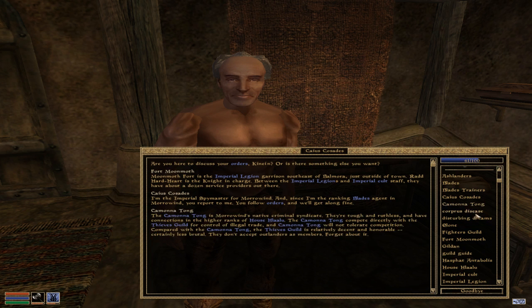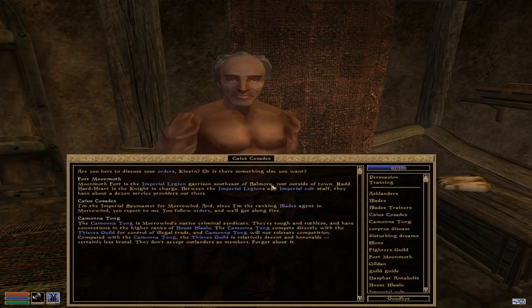Okay, Commonotong. The Commonotong is Morrowind's native syndicate. They're tough and ruthless, and have a connection in the higher ranks of House Hlaalu. The Commonotong compete directly with the Thieves Guild for control of illegal trade, and Commonotong will not tolerate competition. Compared with the Commonotong, the Thieves Guild is relatively decent and honorable, and certainly less brutal. They don't accept Outlanders as members, forget about it.